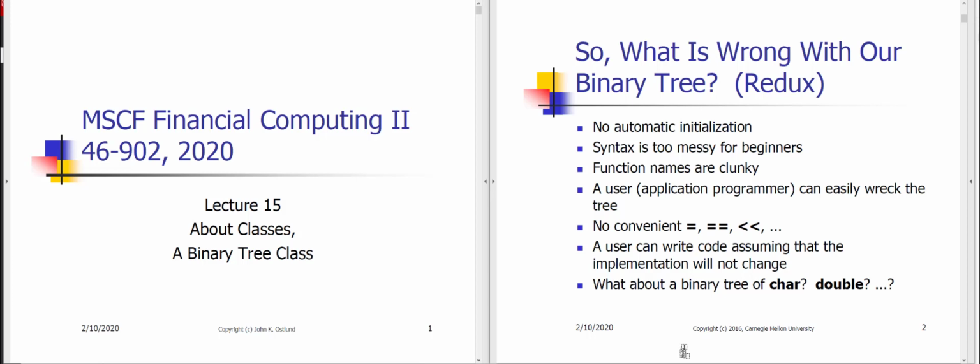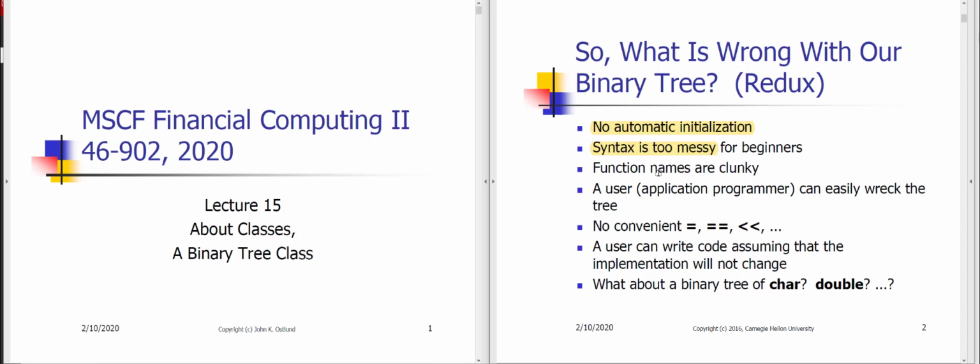And actually that approach is pretty good, but it does have some problems. For one thing, there's no automatic initialization of binary trees. In order to get a binary tree, you had to declare a pointer to BT node variable, and then you had to initialize that by calling a make binary tree kind of function. That's really pretty clunky. We would rather be able to just declare binary tree objects and have them automatically be initialized as empty trees.